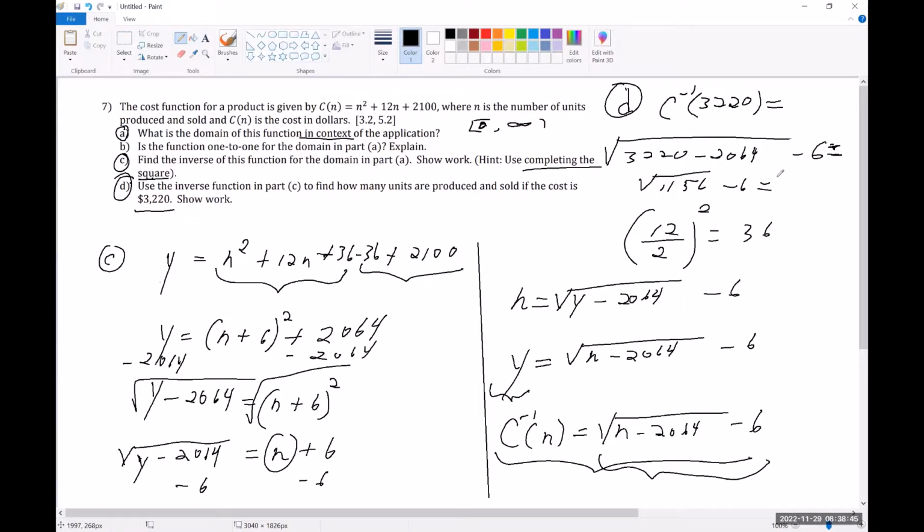Let's see. 1156. That doesn't sound to me like it's a perfect square, but it is. It's actually 34, take away 6, and forgive the messiness. Let me try to at least separate things so you could make sense of where answers are. So 34 minus 6 is 28. That's how you do that one.